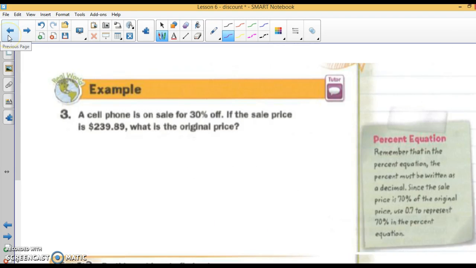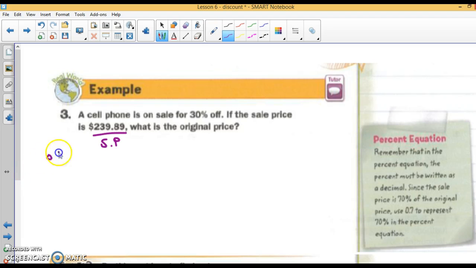All right. Now, if you are watching this video and you are in the regular pre-algebra, your lesson will stop at this point. In the advanced, it continues. A cell phone is on sale for 30% off. If the sale price is $239.89, what is the original? Now, think about this. This is the sale price. I am going to do this by setting up a percent proportion.